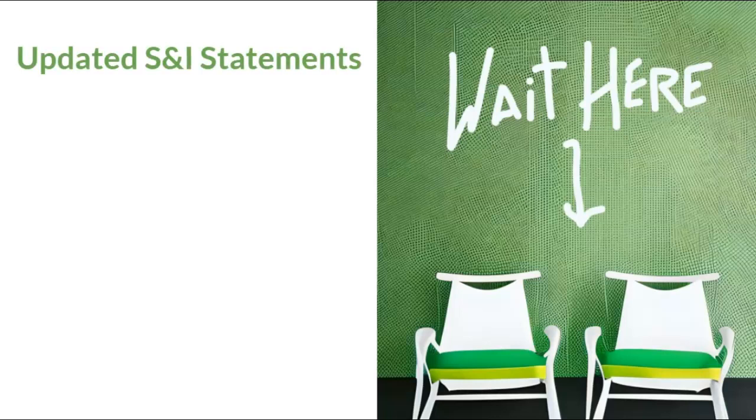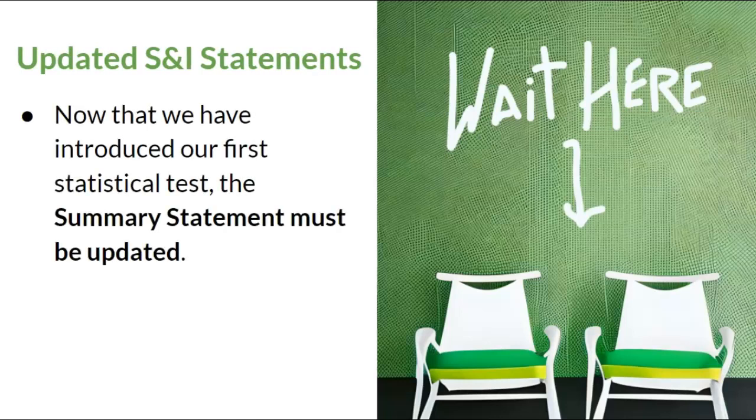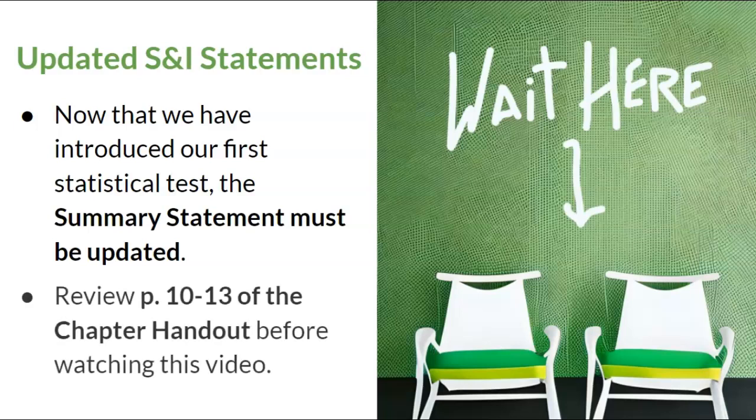Now that we've introduced our first statistical test, which is conducting a hypothesis test with a z-score for a single score X, the summary statement must be updated. Before watching this video, please review pages 10 to 13 of the chapter handout. This lecture video reviews what the summary and interpretation statements would look like for the lecture examples in previous videos.